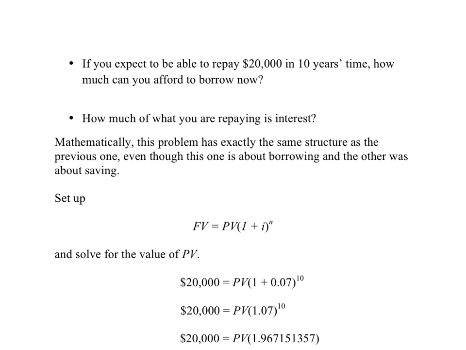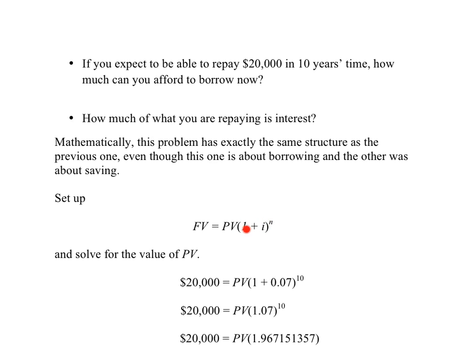Well, mathematically, this problem has exactly the same structure, exactly the same setup as the previous one about putting money into the bank, even though now you're borrowing and before you were saving. The mathematics, the setup, it's all the same. So we set up the compound interest formula, and what unknown are we looking for? Well, the present value. Whatever we borrow today, whatever debt we accumulate today, is going to grow by a certain factor every year for 10 years.